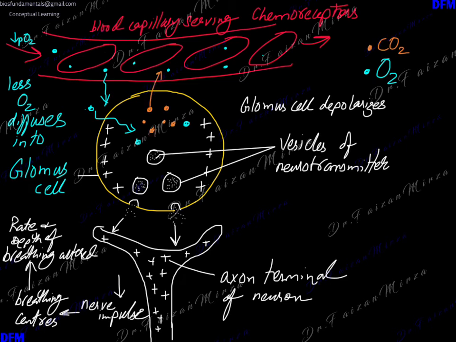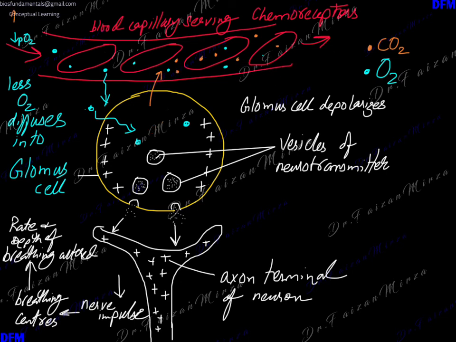Now what happens with carbon dioxide? The very same condition happens with carbon dioxide. Since this cell is respiring, it will release a lot of carbon dioxide. The blood must have a low carbon dioxide concentration. So all the carbon dioxide that forms here should diffuse out into the blood, and the blood should take that away.